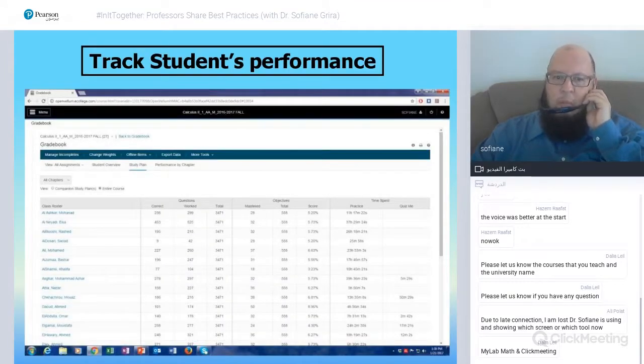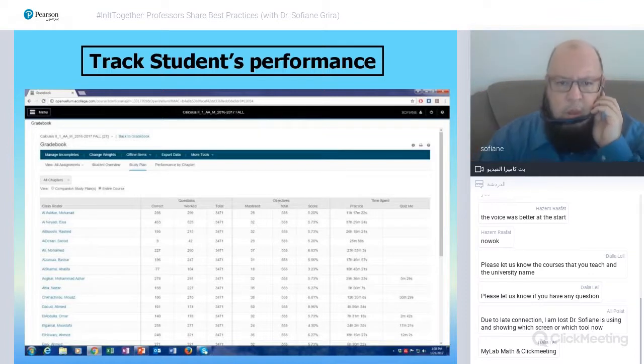Now, this is very important, to track the student's performance. So this is one of my courses, Calculus 2, I think that was in fall 16-17. Here you have the names of the students. Here you have how many questions they have worked, and how many they did correctly. Then how many objectives they did master, and how much time they spent solving problems.